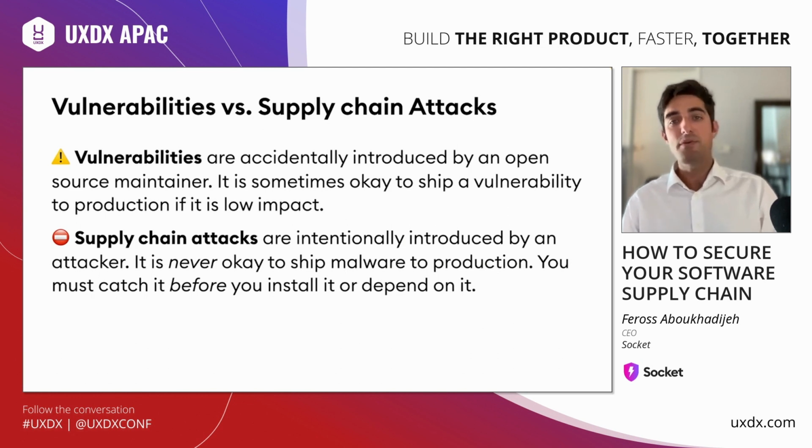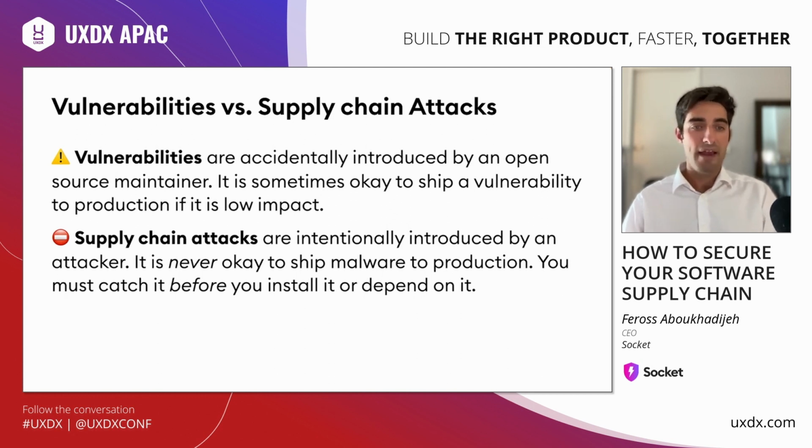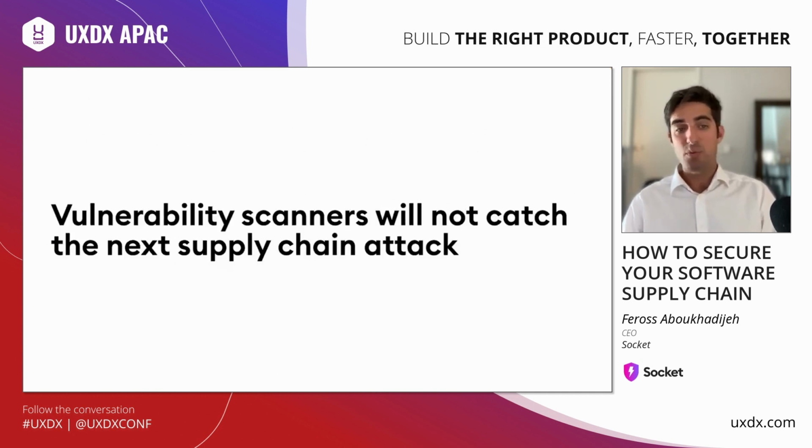So really, what it comes down to is that supply chain attacks and vulnerabilities are very different and they need different solutions. Vulnerabilities are accidentally introduced by open source maintainers, and it's sometimes okay to ship these to production if they're low impact. Supply chain attacks, on the other hand, are intentionally introduced by an attacker, and it's never okay to ship such code to production. It's never okay to ship malware to production. You must catch it before you install it or depend on it in your application. So vulnerability scanners will not catch the next supply chain attack.